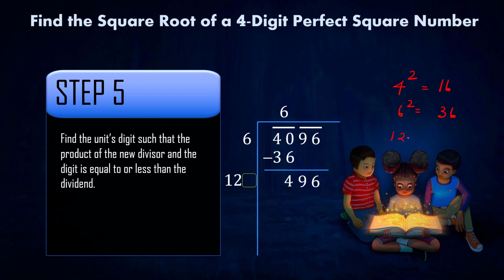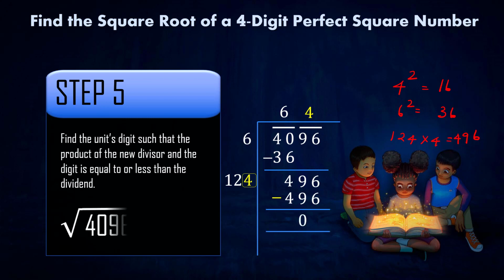Let's try 124 first. 124 into 4, you get 4 4s are 16, 4 2s are 8, and 4 1s are 4. So 124 times 4 gives you 496. Therefore, when subtracted, we get 0. The square root of 4096 is equal to 64.